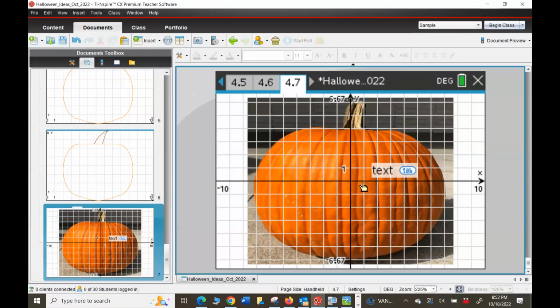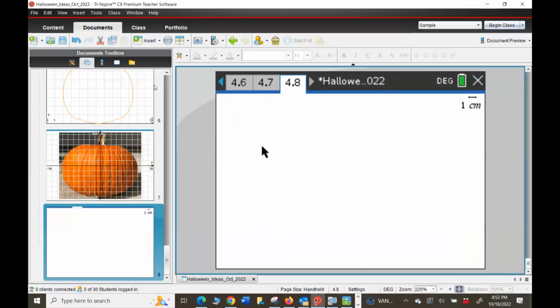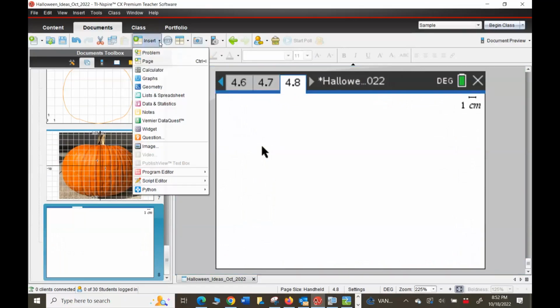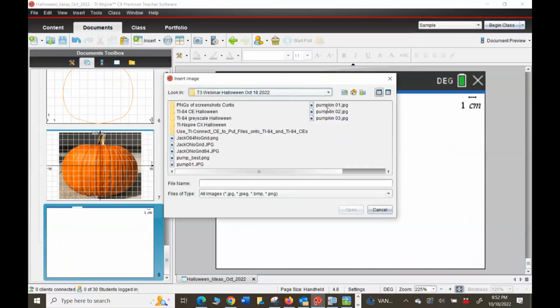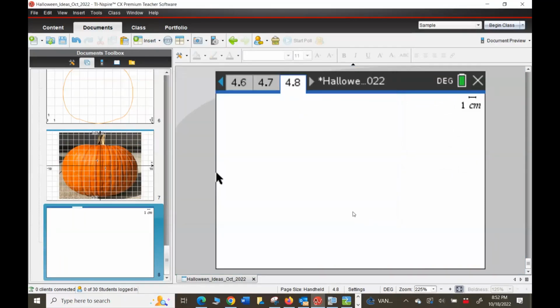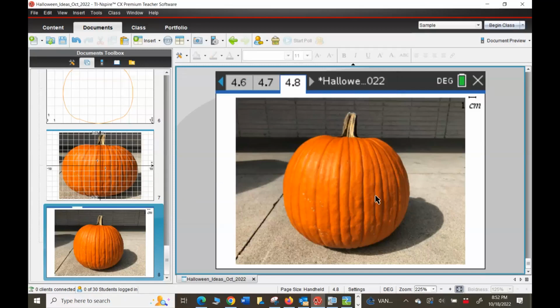Okay. Again, how I did that was I created, and maybe this time, a geometry page. Insert, insert image. And this time I'll get maybe a pumpkin that maybe wasn't so good. How about pumpkin 02? What was wrong with pumpkin 02? Oh, it wasn't wide enough. Okay. I wanted something a little bit wider. So that's why that one didn't make the cut. Okay. So hopefully that helps the Inspire people.